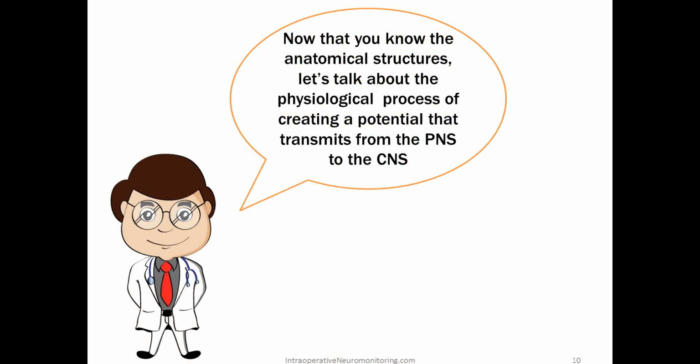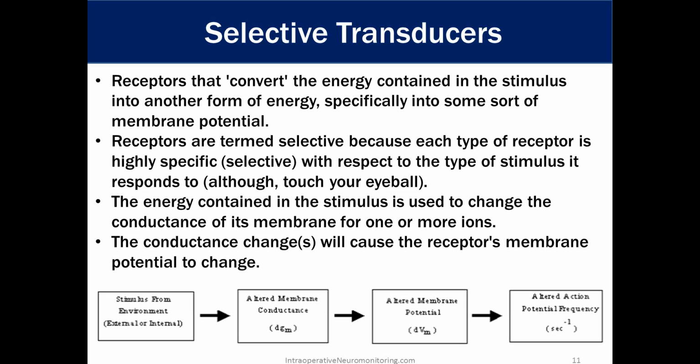Now that you know the anatomical structures, let's talk about the physiological process of creating a potential that transmits from the peripheral nervous system to the central nervous system. Selective transducers. We're talking about receptors here. So receptors convert the energy contained in the stimulus into another form of energy, specifically into some sort of membrane potential. Receptors are termed selective because each type of receptor is highly specific or selective with respect to the type of stimulus it responds to. So if you take a feather and you stroke your foot, that's a light sensation.